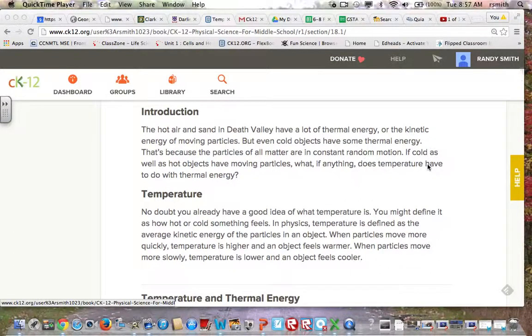Introduction. The hot air and sand in Death Valley, which is in the desert, have a lot of thermal energy, or kinetic energy of moving particles. But even cold objects may have some thermal energy. That's because the particles of all matter are in constant random motion. If cold as well as hot objects have moving particles, what, if anything, does temperature have to do with thermal energy? It's a good question.